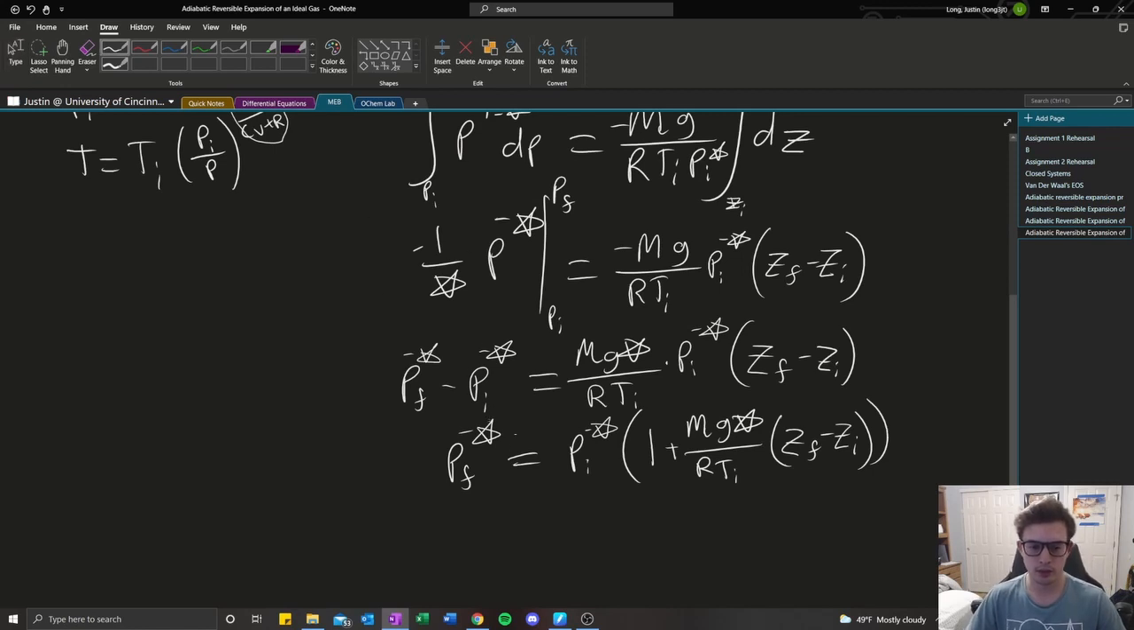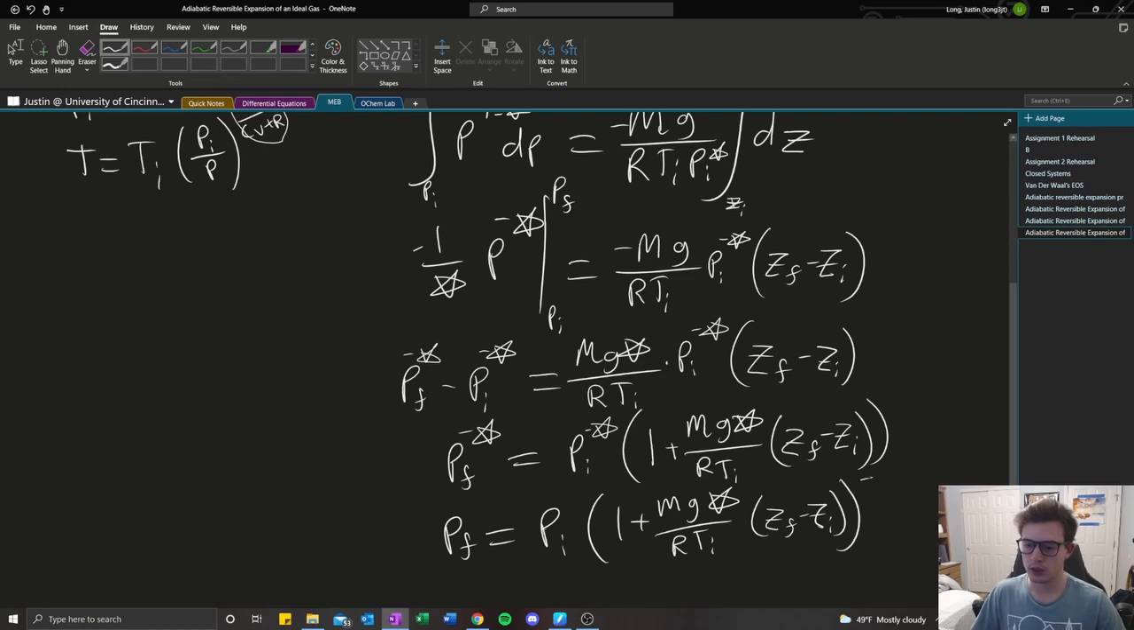So we don't want this negative star power here or here. So what we're going to do is get rid of it by its reciprocal. So we are going to end up with the final pressure is equal to the initial pressure times 1 plus, we've got to copy all this over again, to the negative 1 over star.